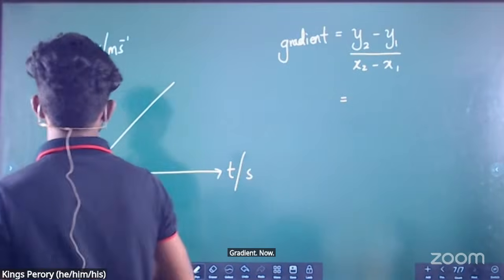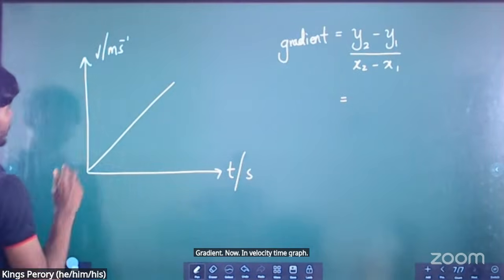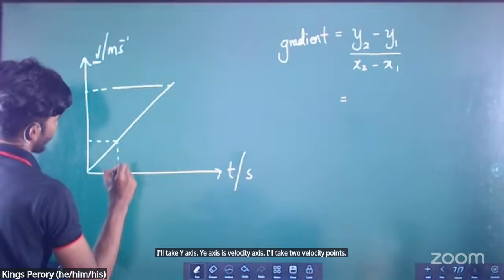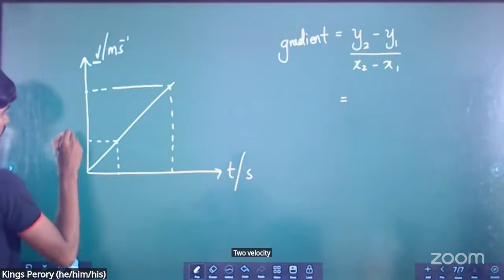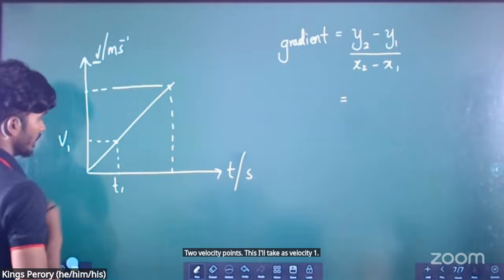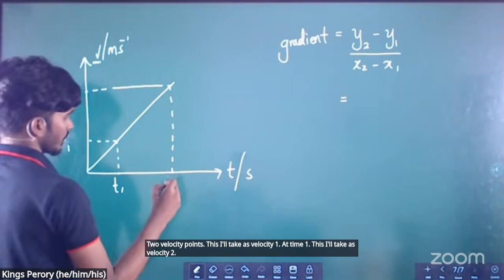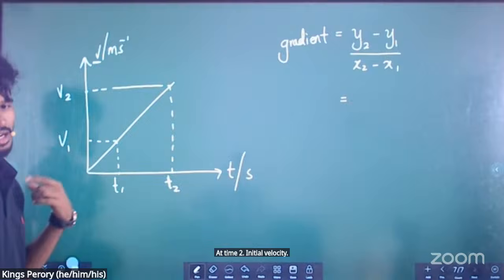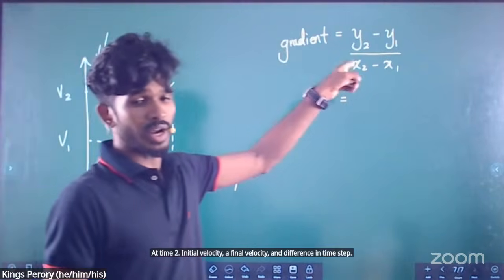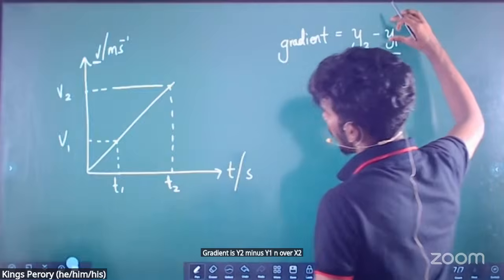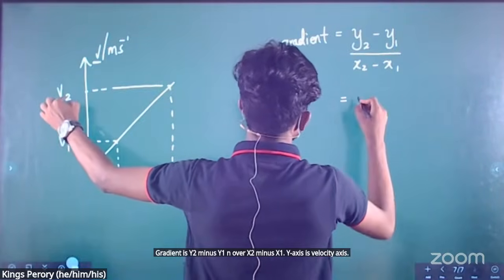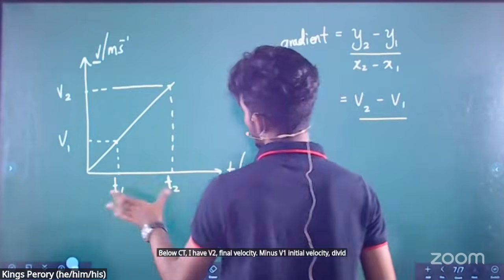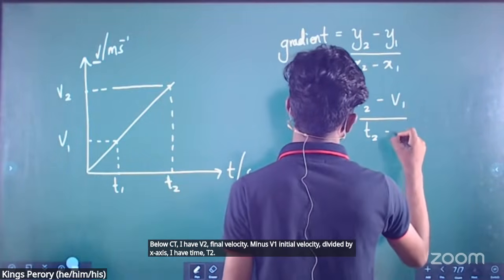Now, in a velocity time graph, the y-axis is the velocity axis. I'll take two velocity points: velocity 1 at time 1, and velocity 2 at time 2. There is an initial velocity, a final velocity, and a difference in time. Gradient is y2 minus y1 over x2 minus x1. On the y-axis I have v2, the final velocity, minus v1, the initial velocity, divided by the x-axis, where I have t2 minus t1, time.